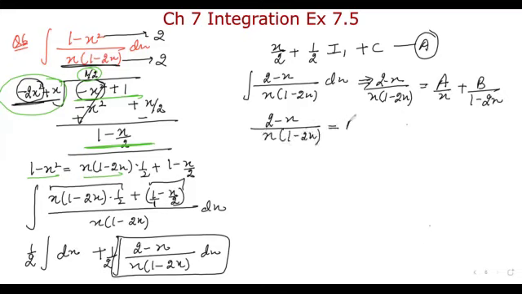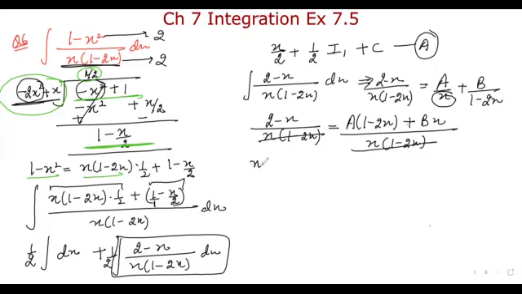And this will be a into 1 minus 2x plus b into x upon x into 1 minus 2x. This term and this term will cancel. So now what I will do, I will put x is equals to 0. So definitely I am going to get x as 0. If I put this as 0, I am going to get x as half. Right? Now I'm putting here in this equation number b.